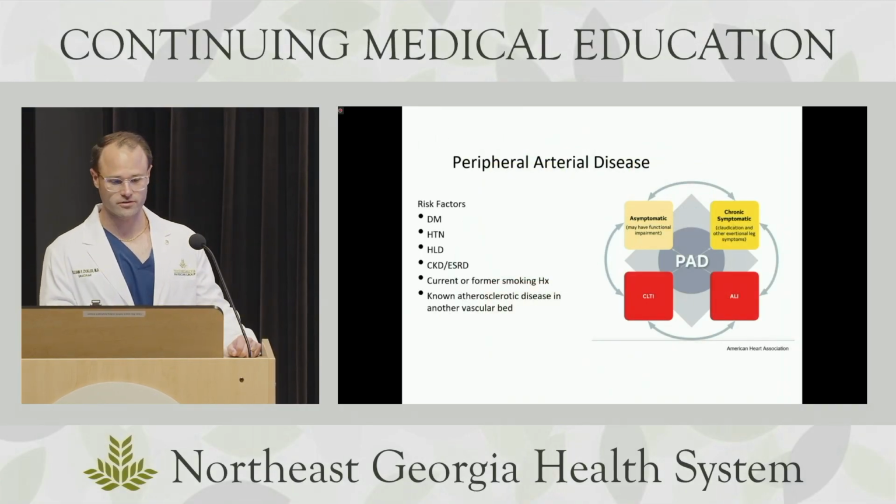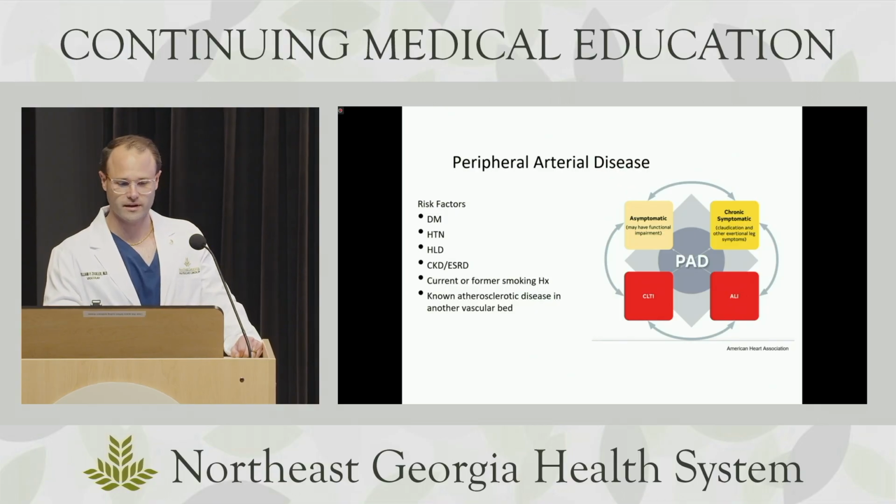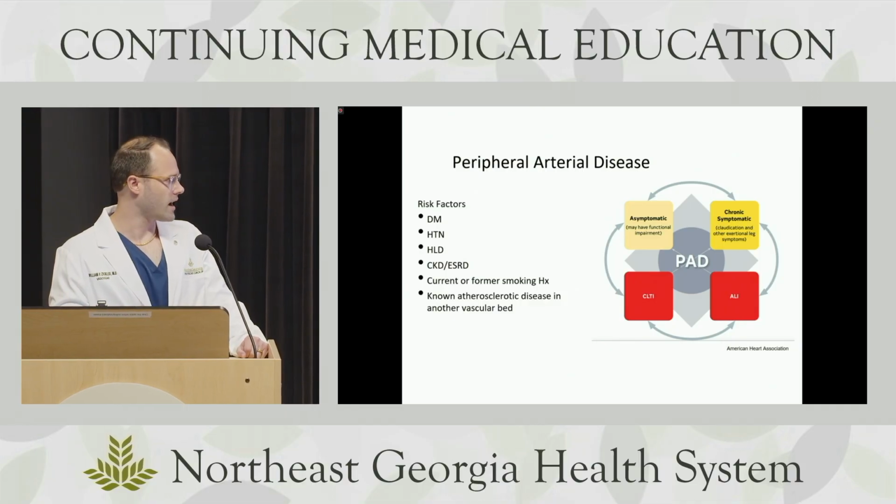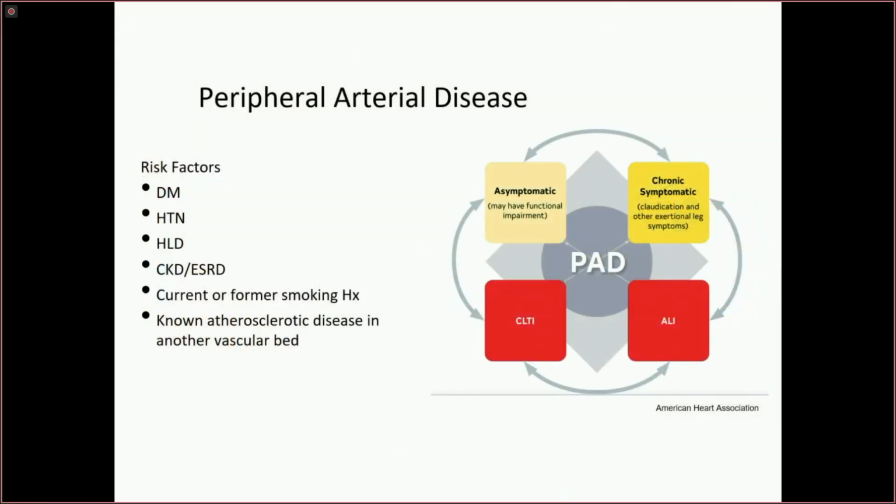So peripheral arterial disease. Risk factors for PAD are diabetes, hypertension, hyperlipidemia, CKD, end-stage renal disease, a current or former smoking history, and folks who have known atherosclerotic disease in another arterial bed. Could be coronary artery disease, renal arteries or carotids as well.